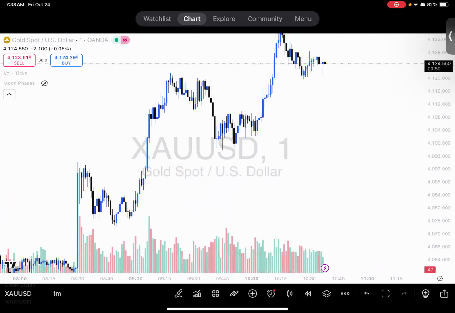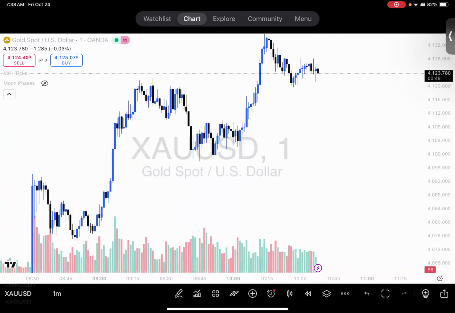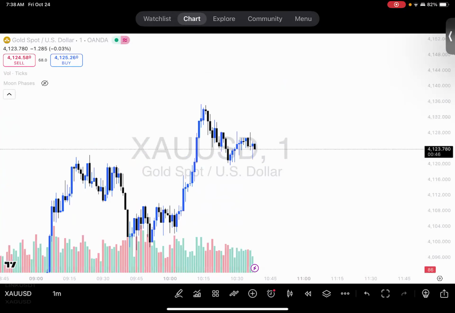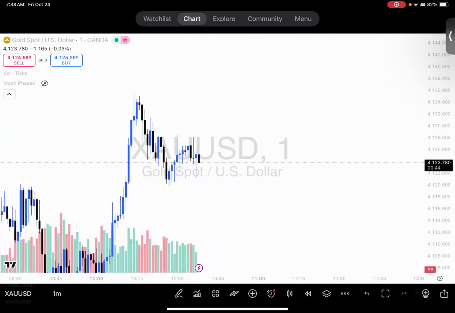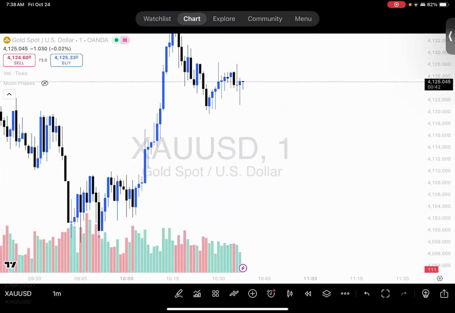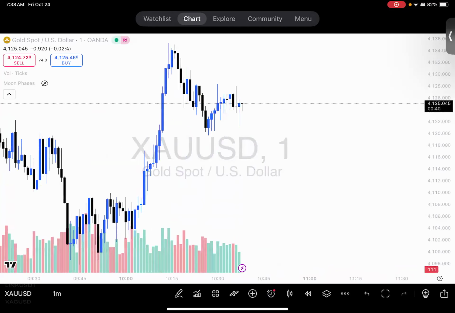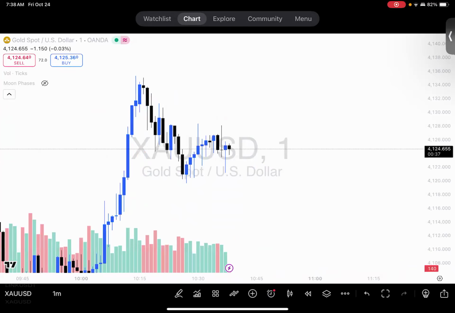The 1 minute chart can tell us quite a lot too, depending on how different candles print as well, right? Because each candle has its own story.